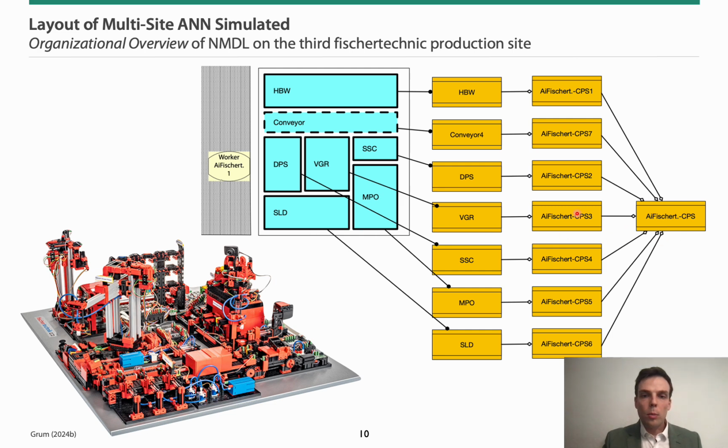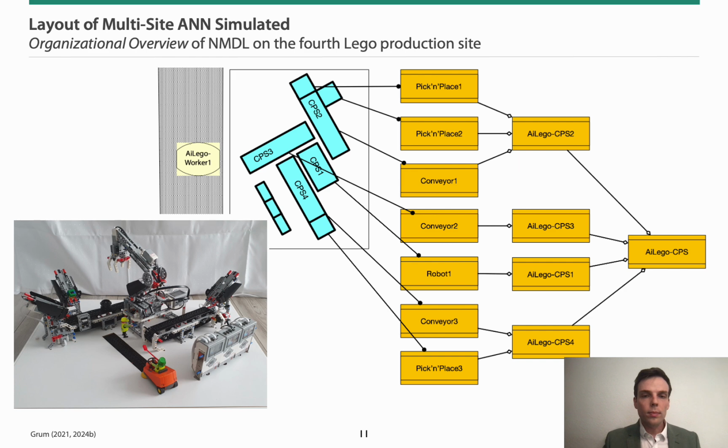Next, you can find the modeling items of the NMDL, which are substantiated by artificial neural networks. The Lego-based production site is used to print labels onto the jam jars. Details about its production process can be found at Grum 2021. For an overview, the jars are produced by 2 machines at the left.